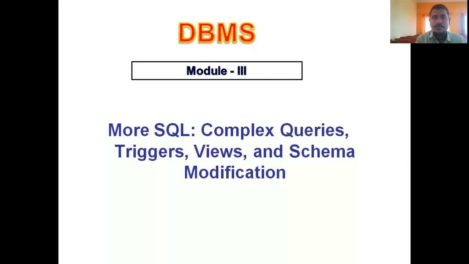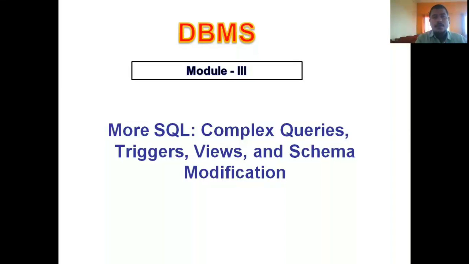Now let us start module 3, which consists of the continuation part of the structured query language: complex queries, triggers, views, and schema modifications. Which means for an already created table, we have to make a little bit of changes in the relations. So simple queries in module 2, we discussed how to create and make changes to a particular column and particular rows, meaning tuples and domains, and retrieve the data in the existing relations.